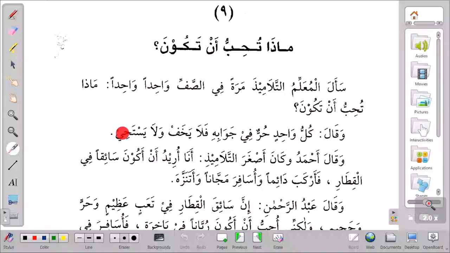استحيا, he is shy. يستحيي, he is feeling shy. استحيا, he felt shy. استحياء is the noun, which means shyness.